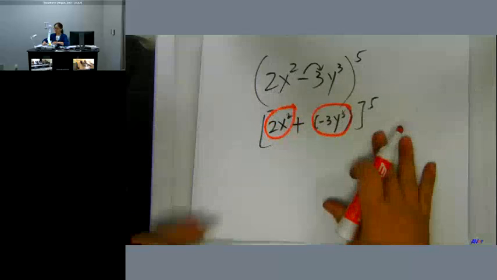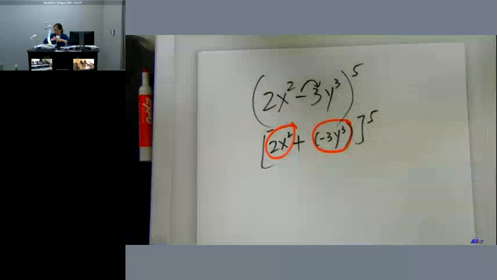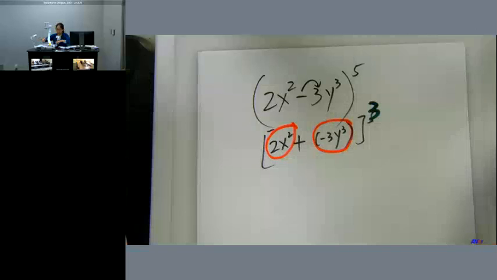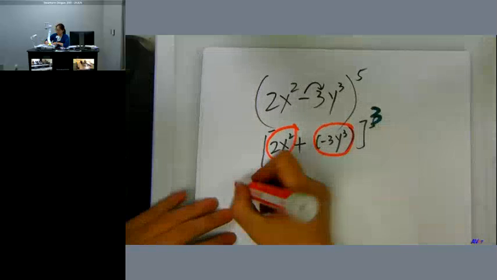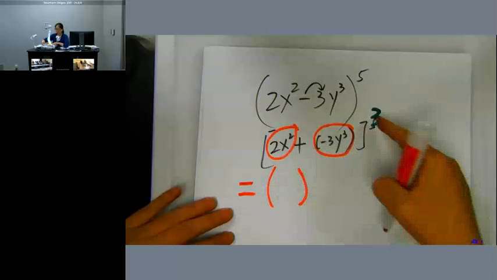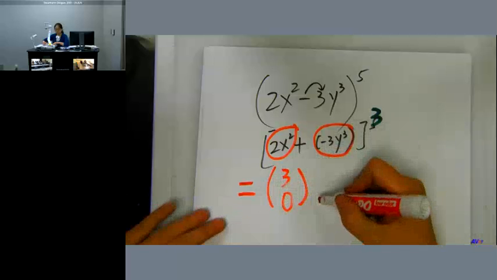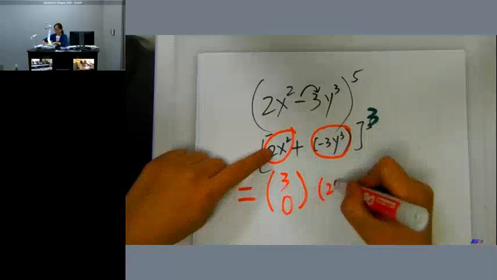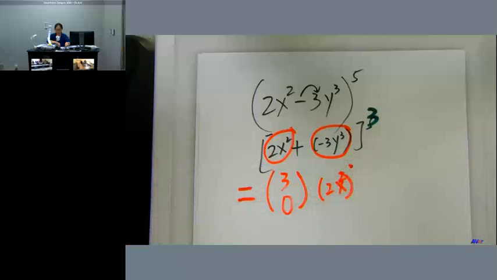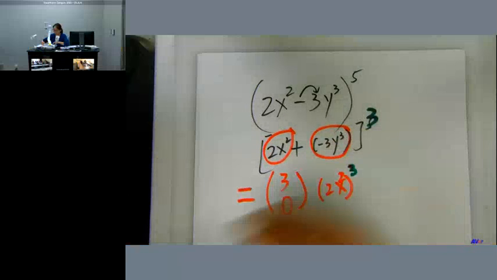For example, I can go ahead and finish this one. To save a little bit of time, maybe let's change it to the third power instead of fifth, but the way to answer the question is going to be the same. We apply the formula, which says, remember how the formula goes? 3 choose 0 times the first one to the third, right? And the other one will be to the 0.